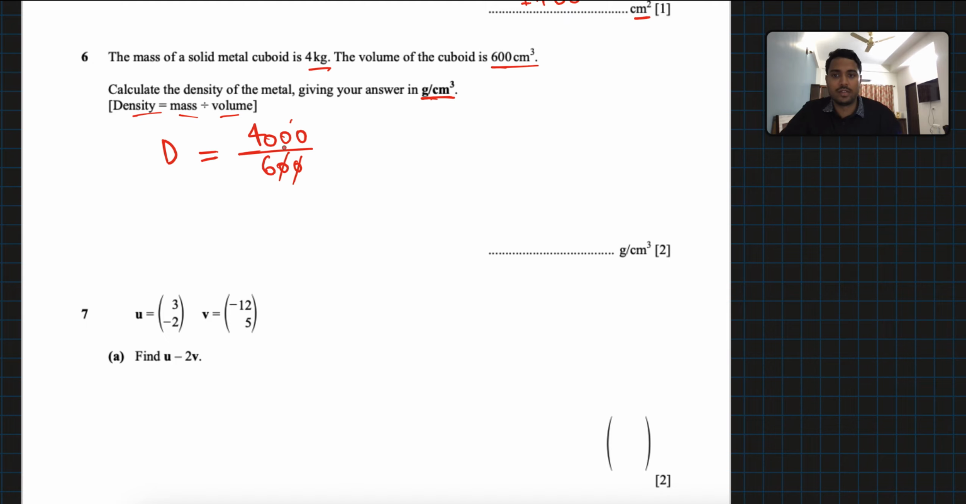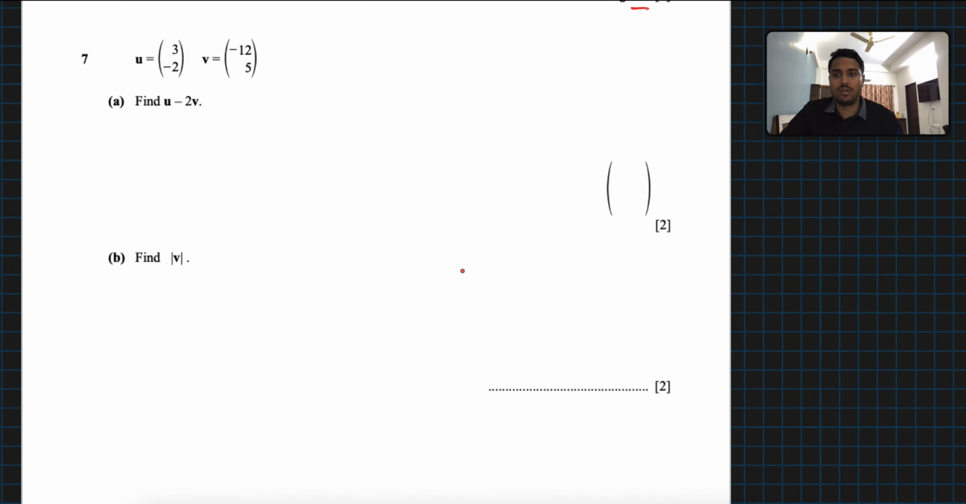So 0 cancels out. 40 by 6, 20 by 3, which is going to be 6 2 by 3. 3 sixes are 18 and 2 remaining. So 6 2 by 3 is going to be the answer, in gram per centimeter cube.